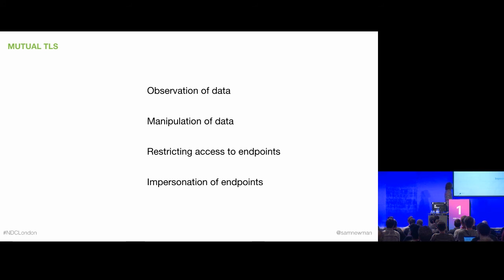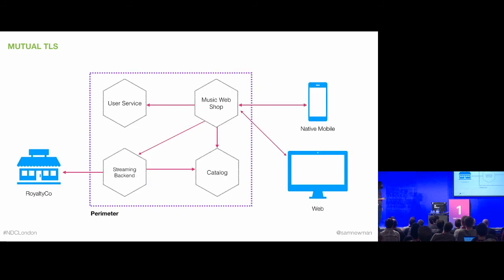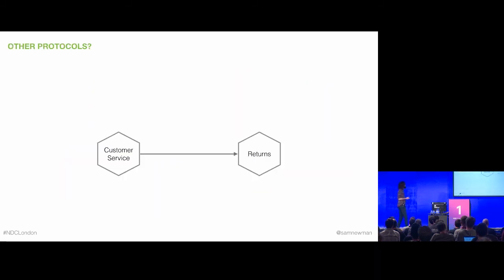So this is great. MutualTLS is excellent. Observation of data, tick. Manipulation of data is stopped, tick. We restrict access to endpoints, tick. We stop our endpoints being impersonated, tick. This is good stuff. Now, of course, many of you will communicate using protocols that aren't based on HTTP, but many other protocols can still make use of these same protections using TLS over other types of protocols. I'll skip over that. So you might be using, say, some sort of message broker technology.